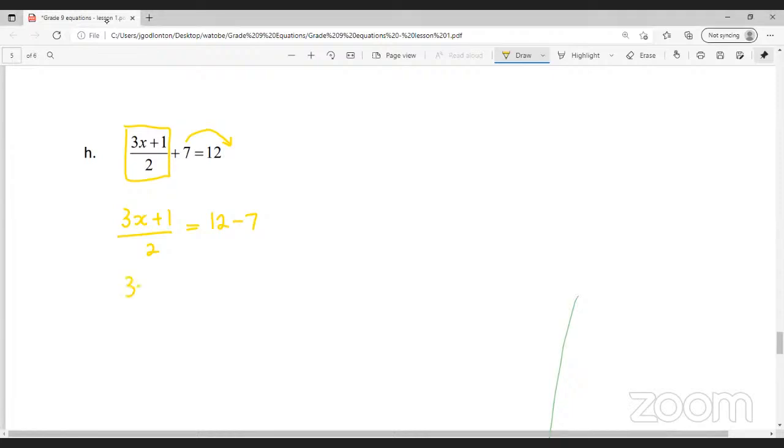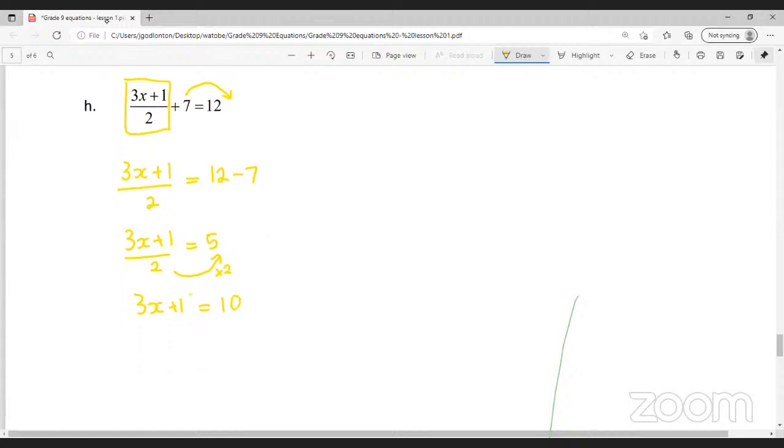So here I'll have 3x plus 1 over 2 is equal to 5. Now I want to bring this 2 up, so I'm going to multiply that by 2. So I'm going to have 3x plus 1, which is equal to 5 times 2, which gives me 10. Then I'm going to move my 1 over. So I'm going to have 3x is equal to 10 minus 1. So 3x is equal to 9. And I'm going to divide both sides by 3. And my answer will be 3.